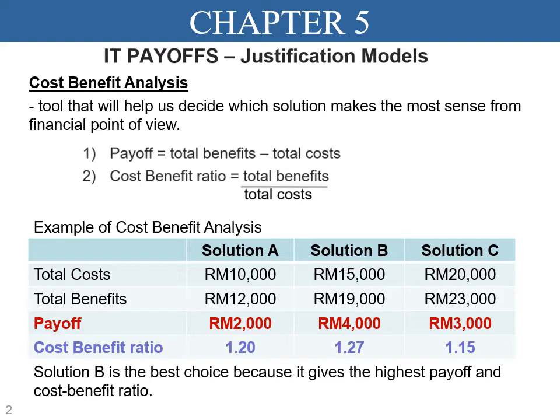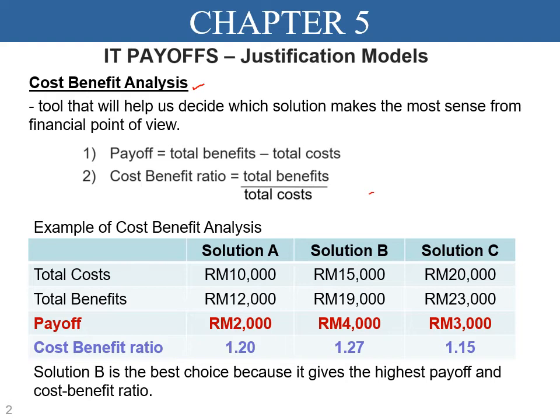For the justification models, I will explain cost-benefit analysis and net present value only. These two models are very important and very popular in industry practice. So I will start with the cost-benefit analysis first. Cost-benefit analysis is a tool that will help us decide which solution makes the most sense from a financial point of view. In the mathematical model, payoff is equal to total benefit minus total cost, and cost-benefit ratio is equal to total benefit divided by total cost.